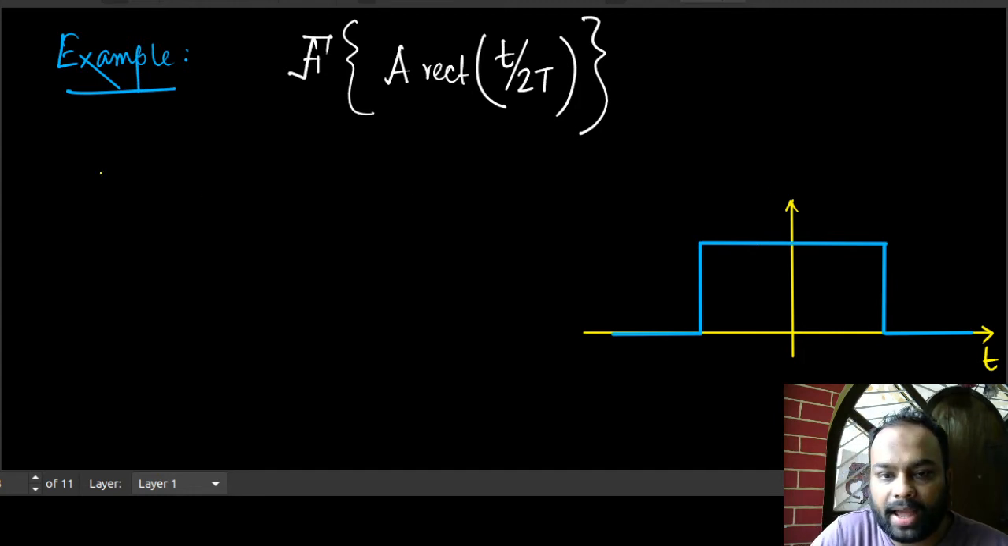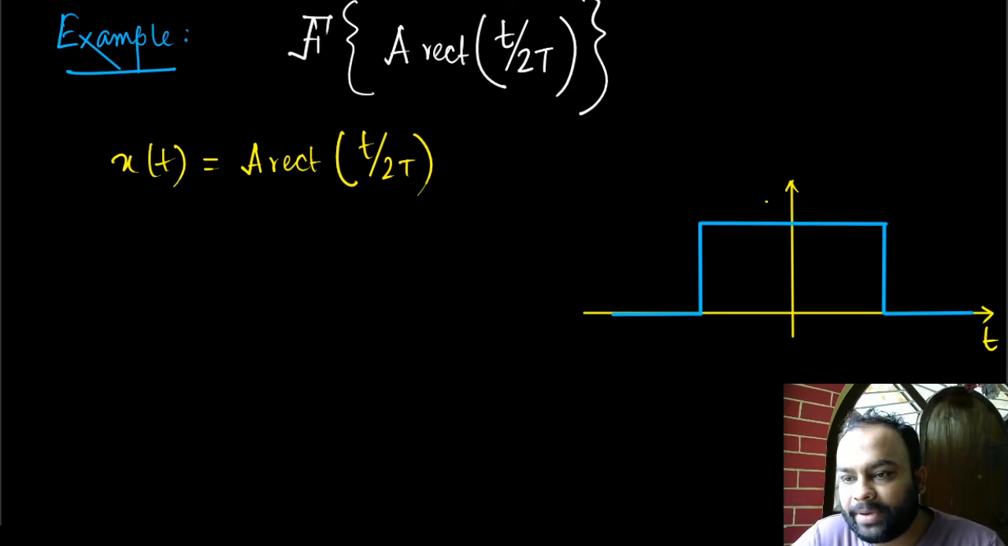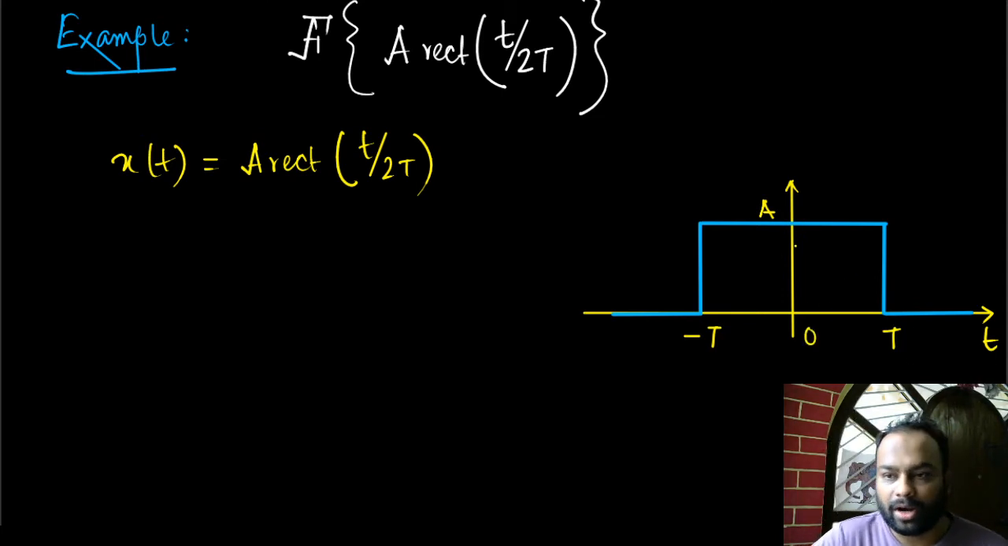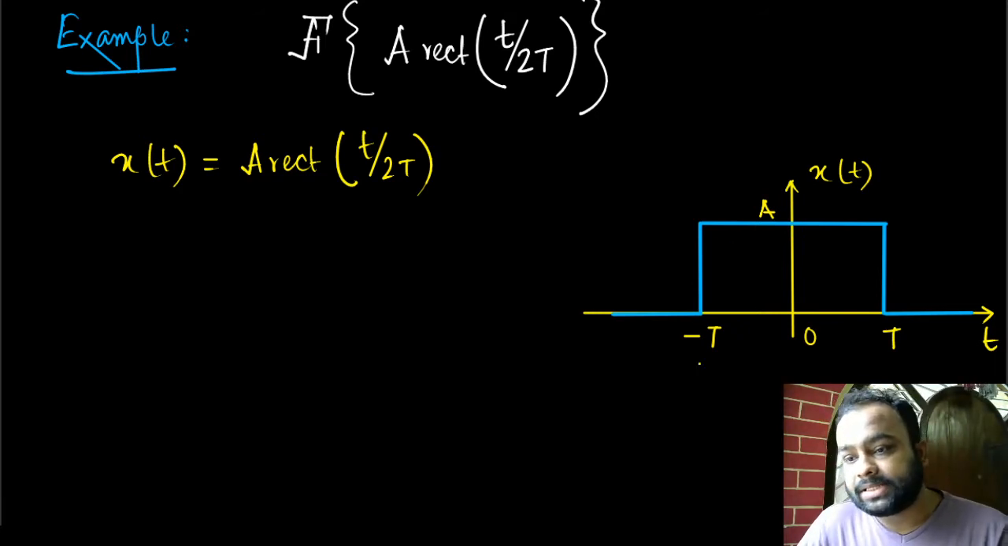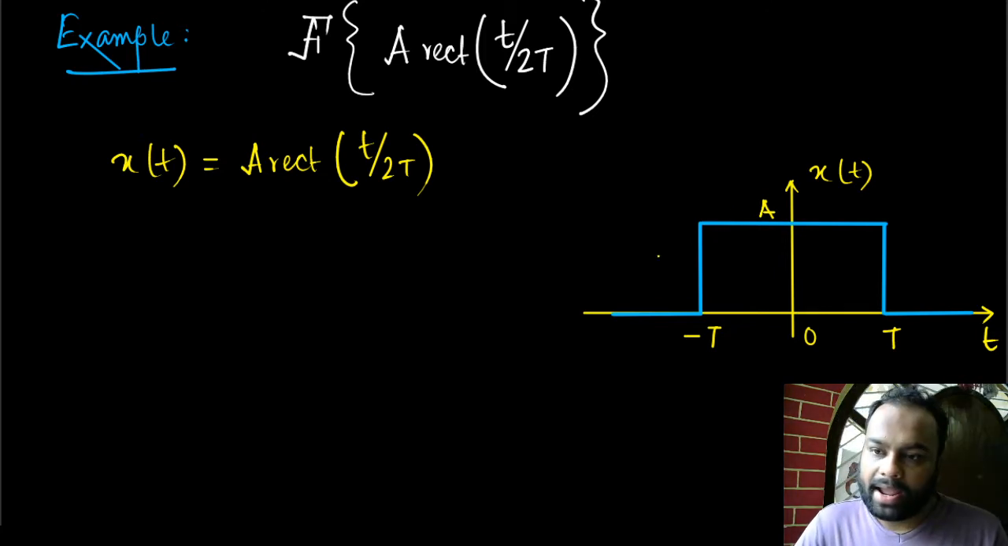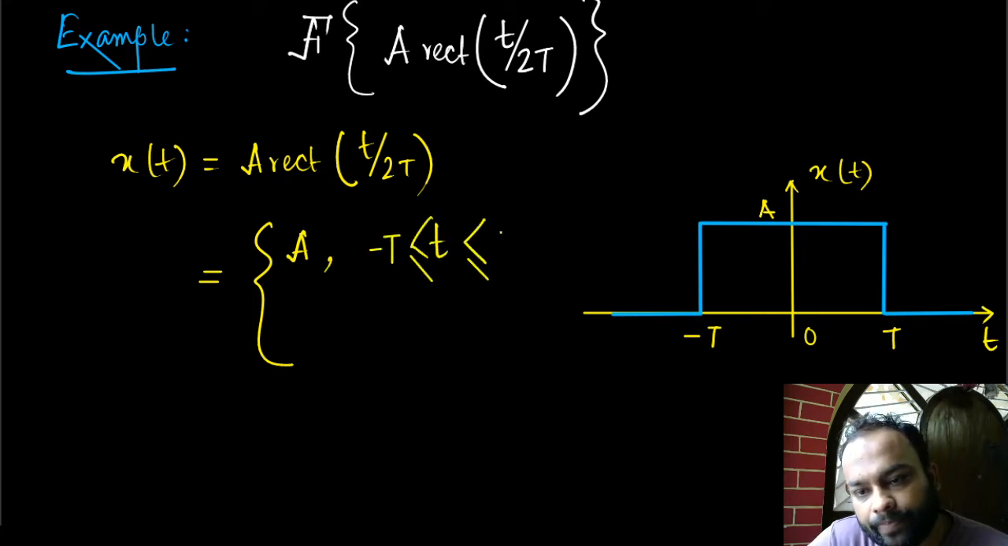So that's my signal here, and I'm saying x(t) is this A rect(t/2T). This has an amplitude of A when time is between minus T and plus T. This is a rectangular pulse, a singleton rectangular pulse, so it does not repeat itself. It's an aperiodic signal, and this is the duration for which the value of the signal is A, and beyond these two points the value of the signal is 0. Technically, in a piecewise definition, I can write this as: the value of the signal is A as long as time is between these two limits, and 0 otherwise.